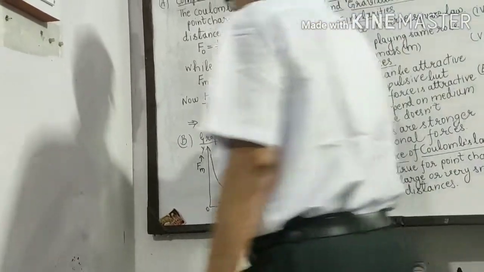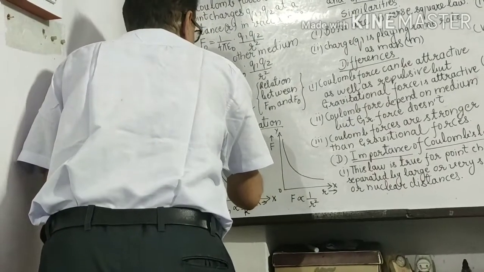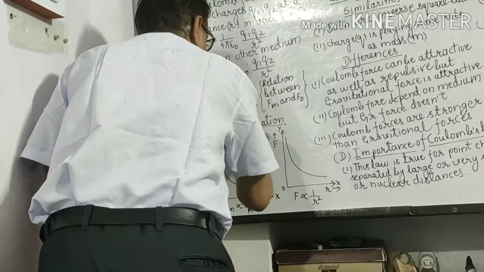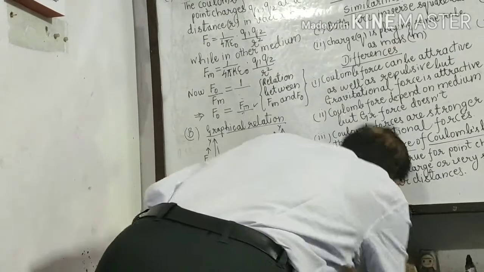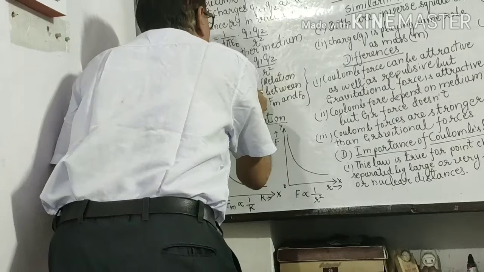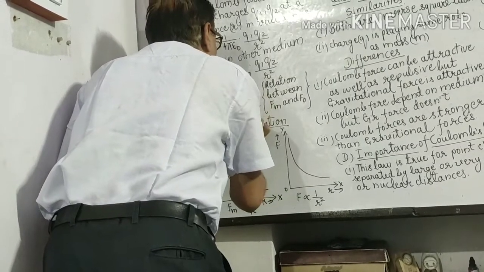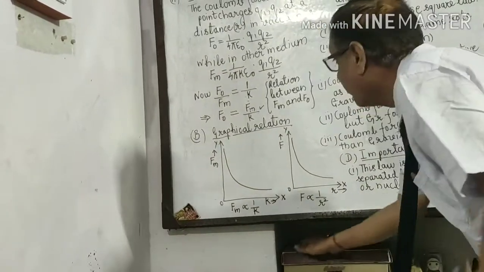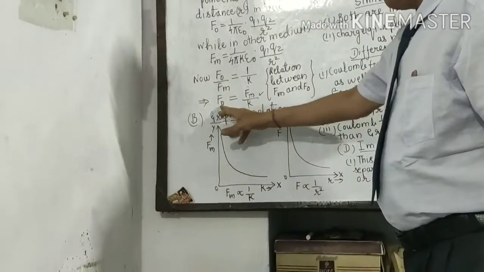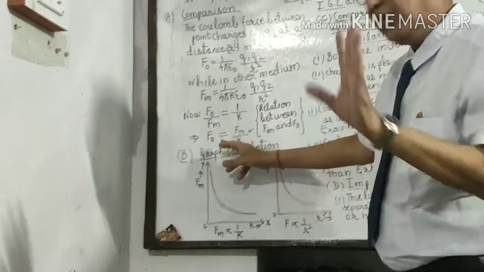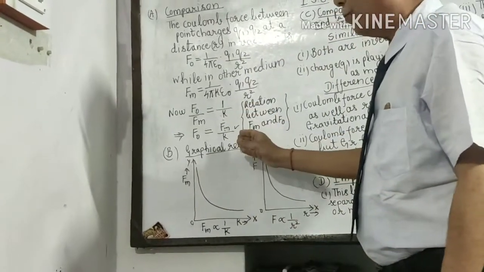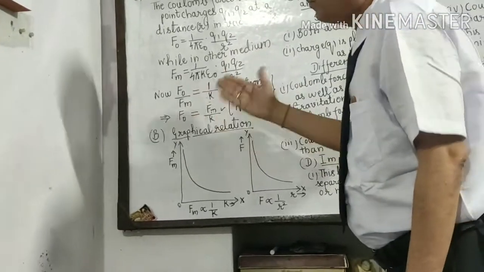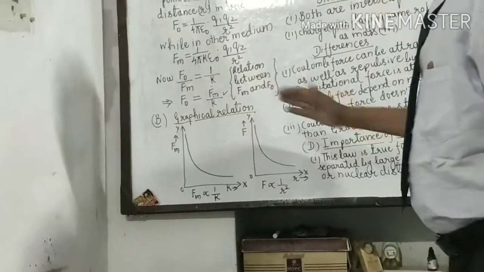Sorry, it is not epsilon naught, it is K. Sorry, it is actually only K. So it gives the idea that the force in vacuum between the charges decreases by 1/k times of the force between the same charges when placed in another medium. So this is the relation.